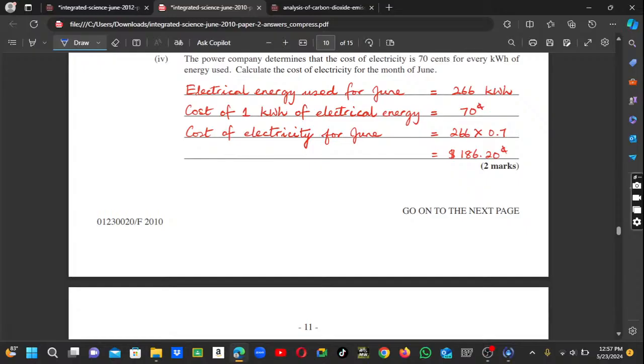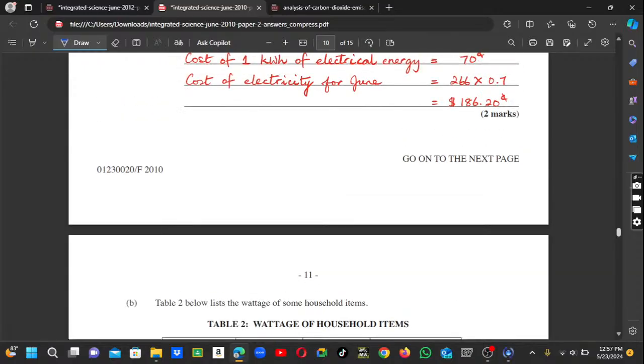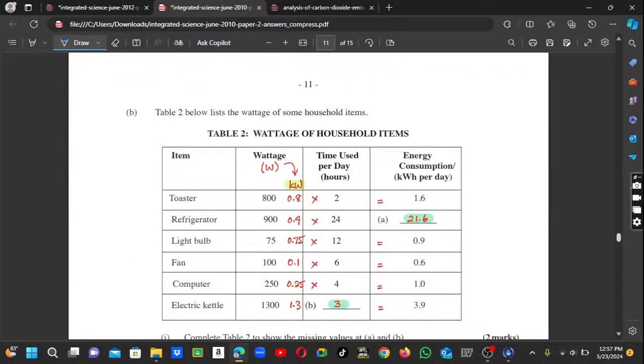So that would be the cost. We calculate the cost. This would be the cost, right? Because it's 70 cents, right? Good. Moving on, guys.